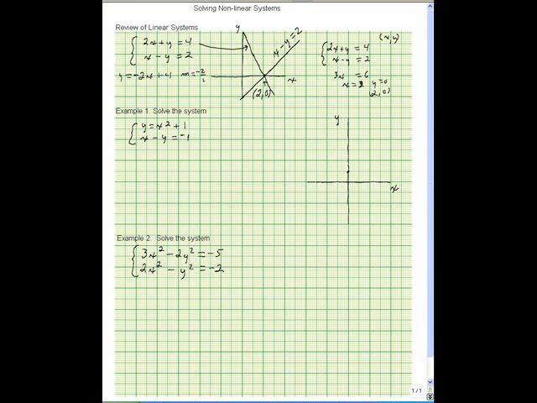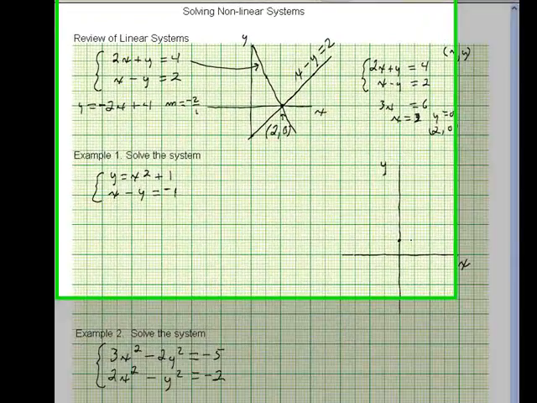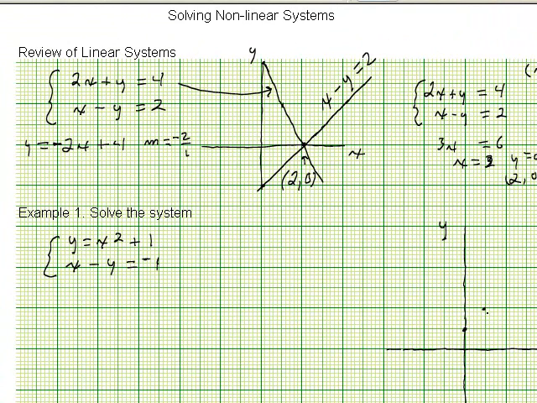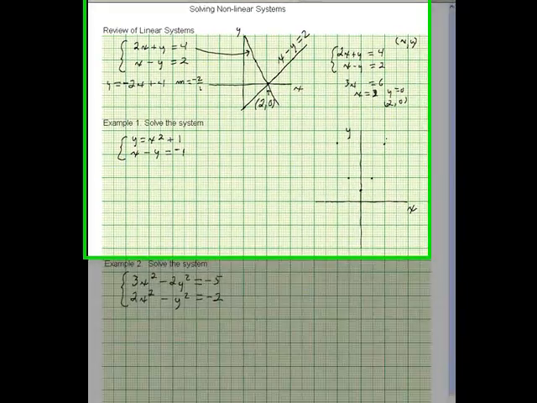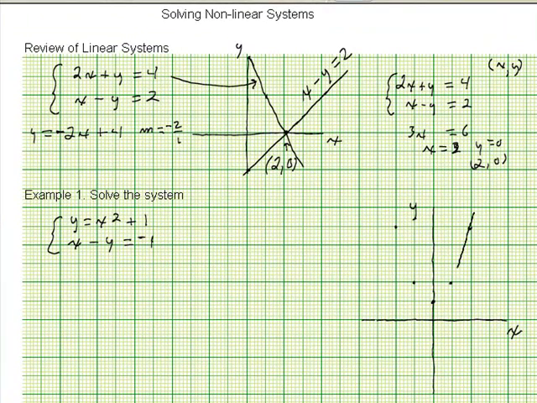So its vertex will be here. When I move over 1 from the vertex, I move up 1. When I move over 2 from the vertex, I move up 4. And since it's symmetric, and since the line of symmetry goes through the vertex, which is on the y-axis, that means the y-axis is its symmetry line. So I'll get another point here, and from the symmetry line, I'll get another point here. And so my parabola is going to look like this.